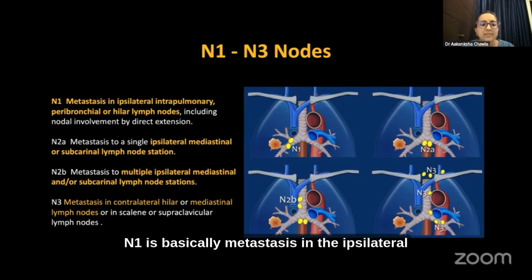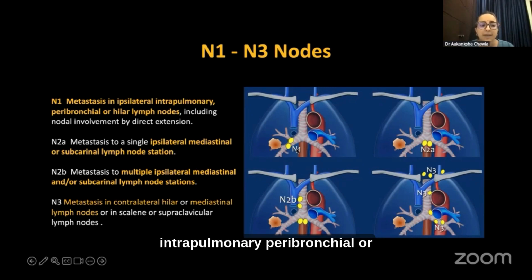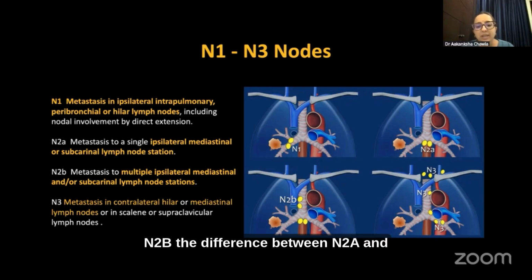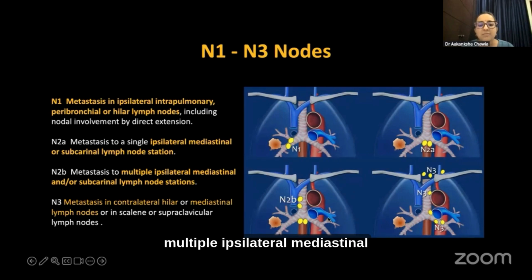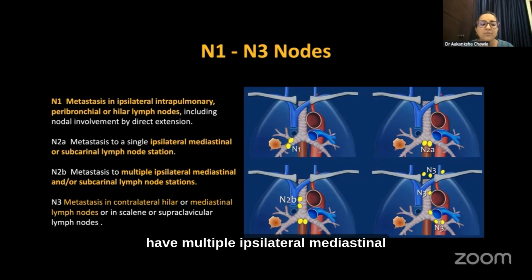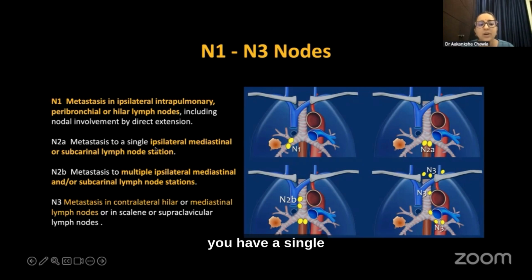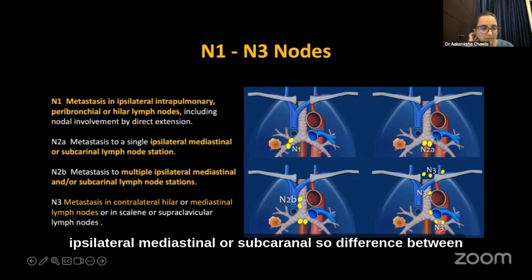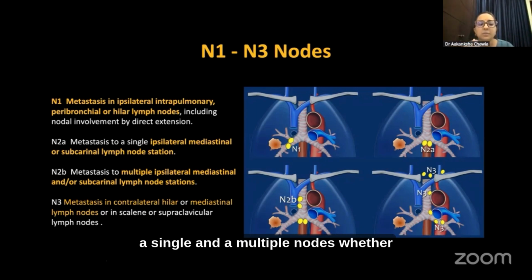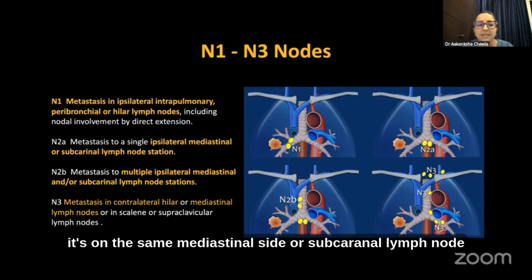N1 is basically metastasis in the ipsilateral, intrapulmonary, peribronchial, or hilar lymph nodes. Then N2. Now, N2 has N2a and N2b. The difference between N2a and N2b is that N2a is a single ipsilateral mediastinal or subcarinal lymph node station, while N2b is multiple ipsilateral mediastinal and or subcarinal lymph node stations. So the difference is between a single and multiple nodes, whether on the same mediastinal side or subcarinal lymph node station.